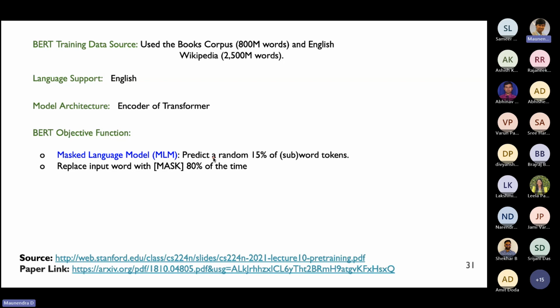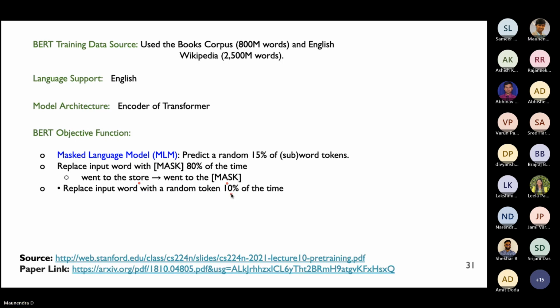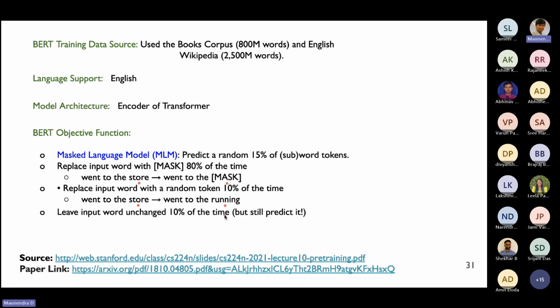They identify a maximum of 15% of tokens from here. And out of those tokens which have been marked for further processing, 80% of them they replace with the word mask. So "went to the store": suppose store is chosen to be processed, so store is replaced with mask. 10% of the time they replace the word with a random token. Again, "went to the store": suppose store was chosen for perturbation, so we replace it with a random word, running. Then 10% of the time we retain it. "Went to the store" will remain "went to the store".